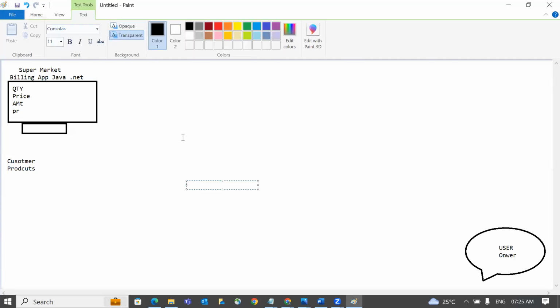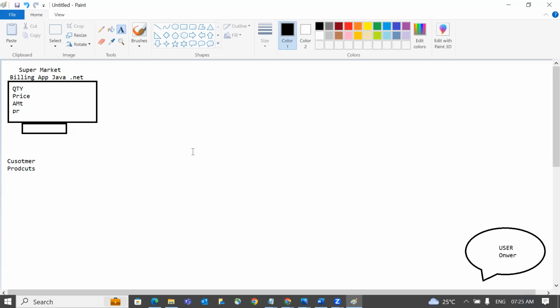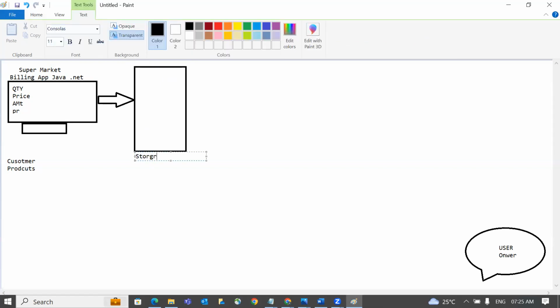So who will generate the data? Now let's see the process. We know customers come to the supermarket and purchase products. That information we capture in one system. What kind of system? It may be any kind of storage account. Whatever data you enter, insert, update, or return for a product, all this information is stored in a storage account.